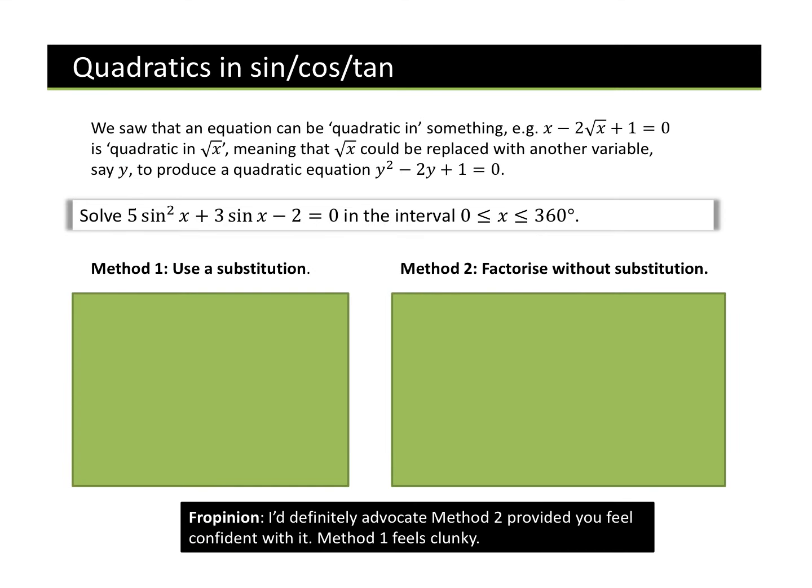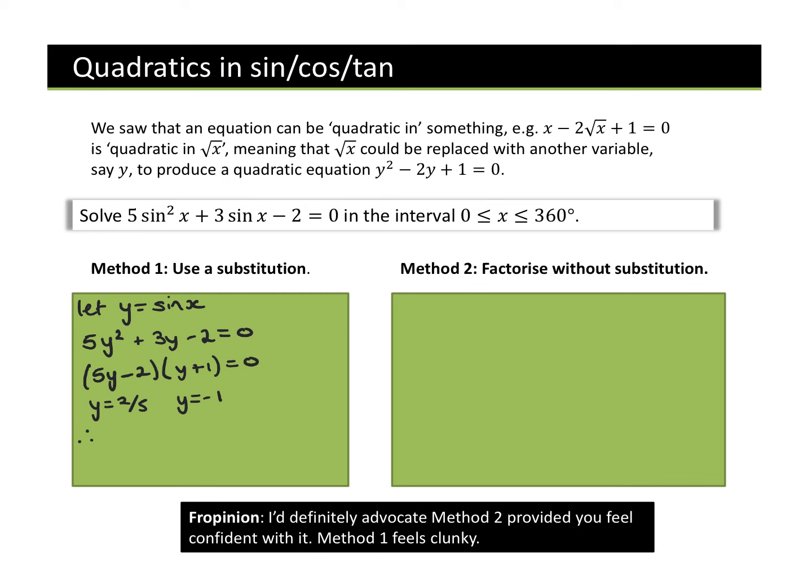Quadratics with sine, cos, and tan. So, as you know, we can have hidden quadratics, and we can also have quadratics with our trig functions. So there's 2 methods. Method number 1 is where we can use substitution. So we can let y equal sine of x. We can then substitute this into our equation to get 5y squared plus 3y minus 2 equals 0. From there, I can factorise or solve this using my calculator. 5y minus 2 and y plus 1 equals 0. So y equals 2 over 5 and y equals negative 1.